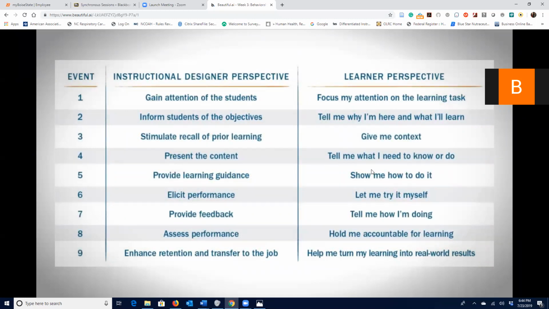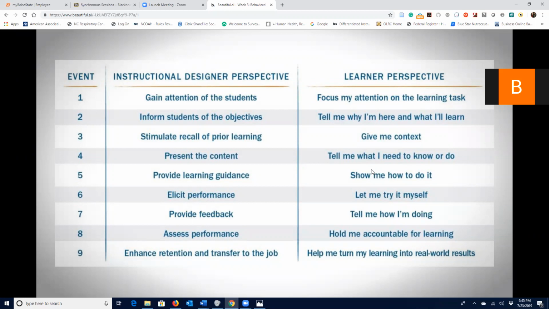The first thing you do, we were reflecting on that just a minute ago with that graphic, is gain the attention of the students. Do it the way that you want to do it, but you want them to focus their attention on whatever you're doing. And you could use that with the patient as well. Inform students of the objectives. And I drive this home, drive this home, and drive this home.